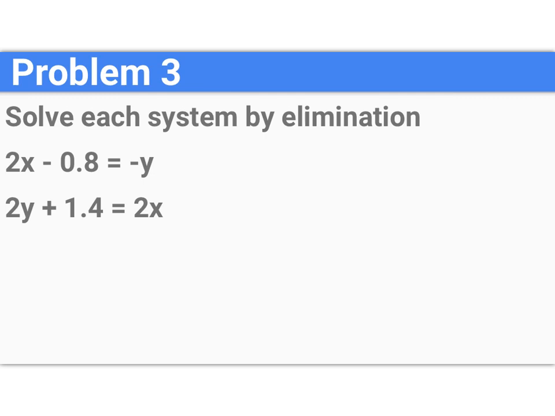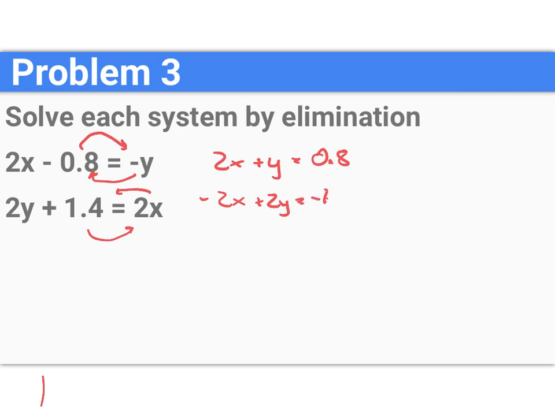where both equations are not in standard form. So the first thing we have to do is transform these into standard form by moving the number and the variable. So this will give us 2x plus y equals 0.8, and then negative 2x, because we had to move this 2x and move this 1.4, plus 2y equals negative 1.4. And we can see that our x's are opposites, so if we add them, we know we'll get to 0. So 1y plus 2y is 3y.